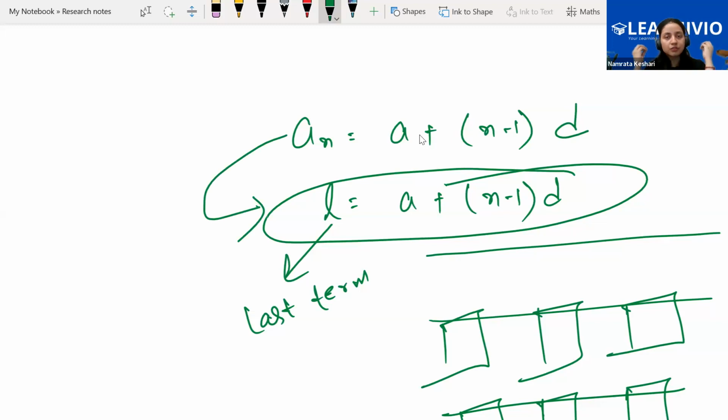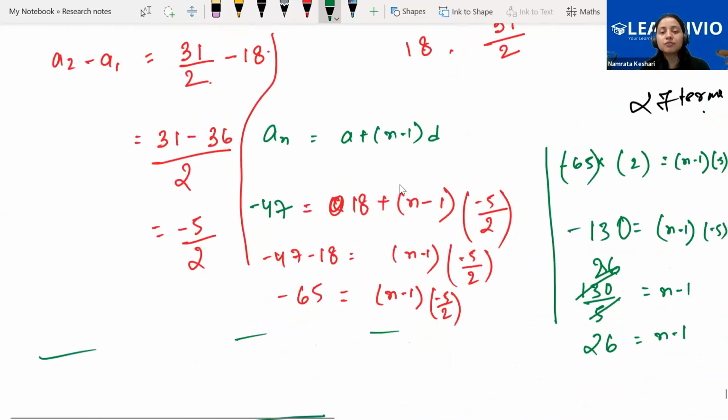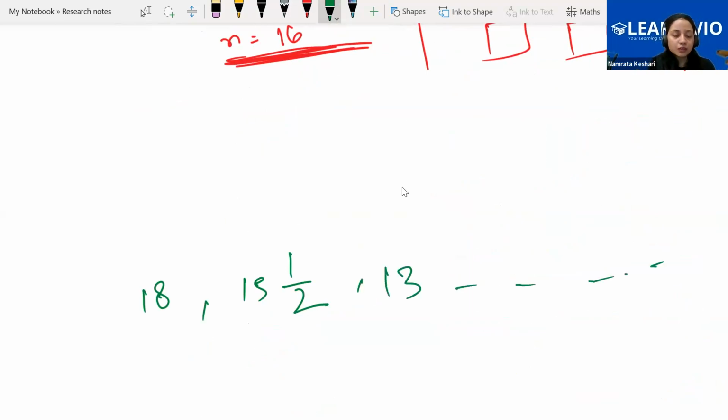Basically, we are trying to understand that at the nth place, this is the value. The value we know, and then we put the value and find n. And we can see in the sequence that it is the last place. So that many numbers are there in our AP. That is the concept, and this is just another representation of the same formula. Whenever you have this type of AP, 18, then 15 1 by 2, then 13, then minus 47.